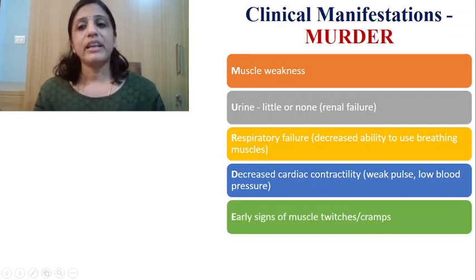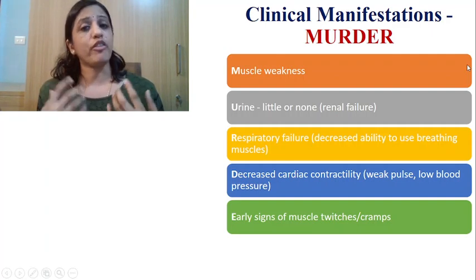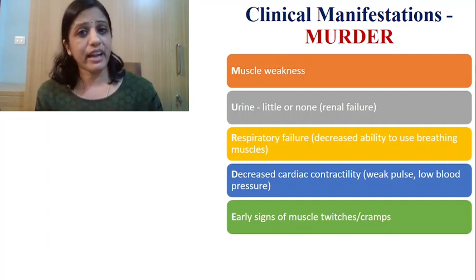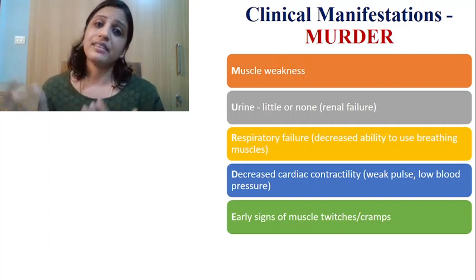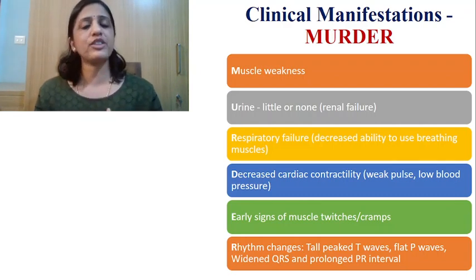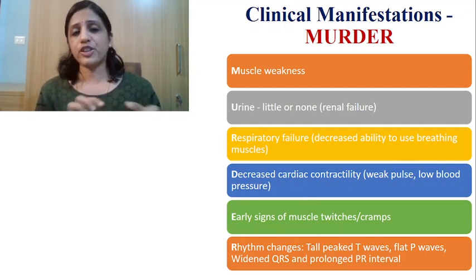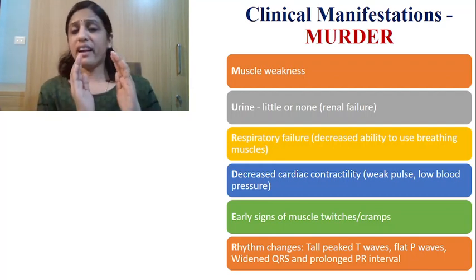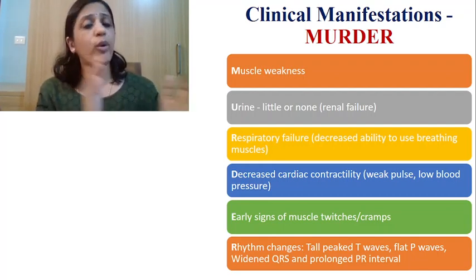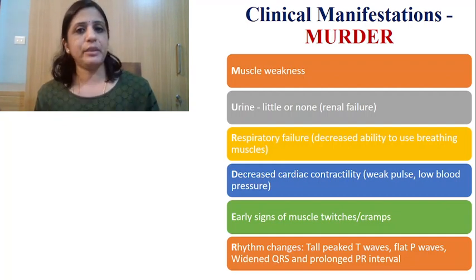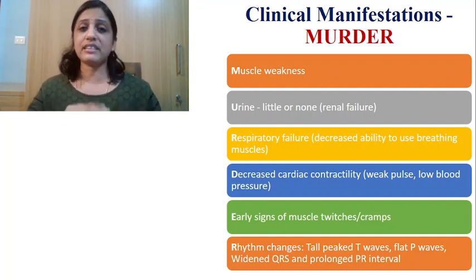Next, E. E stands for early signs of muscle twitches, muscle cramps, later weakness, flaccidity. The last one is rhythm changes. This is something very important which you should know as a student. There are ECG changes for both hypo and hyper. In hyperkalemia, always the ECG changes, it is hyper.